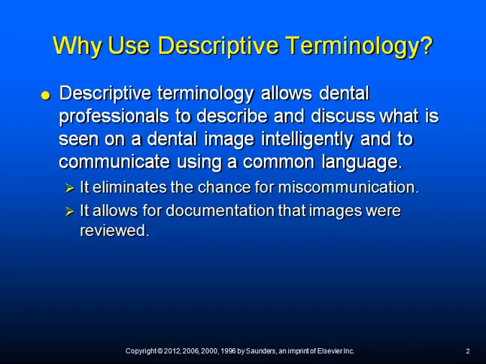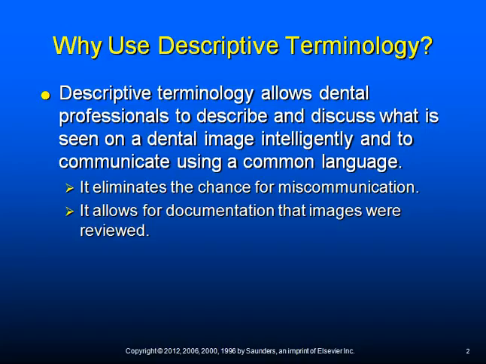Documentation is essential for legal purposes. A written description indicates that the images were interpreted, and if no interpretation is included in the patient record, there is no documentation that the images were even reviewed.